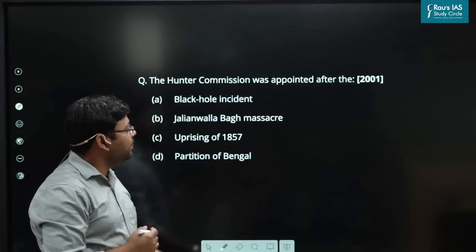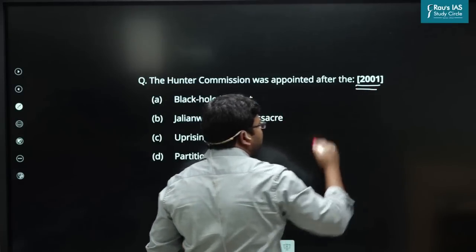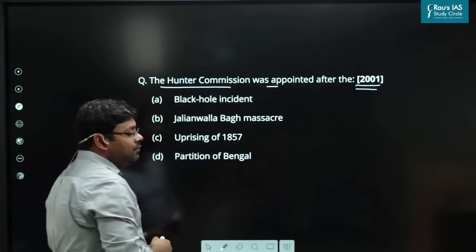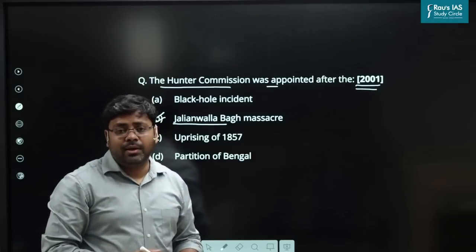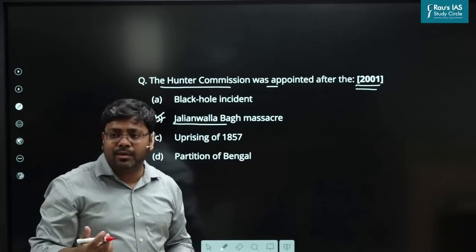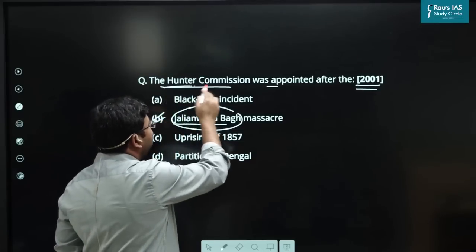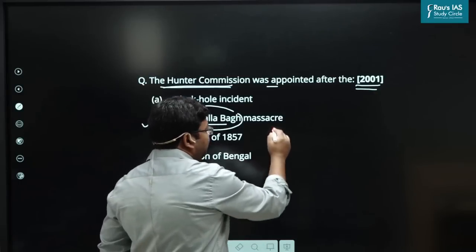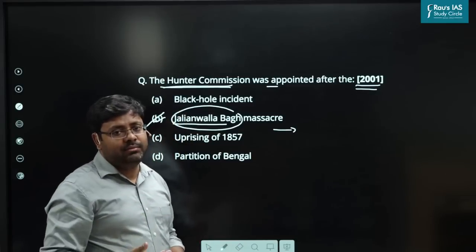Clear? Another question. This is a 2001 UPSC question. A simple question. It says that the Hunter Commission was appointed after. The answer is simple: the Jallianwala Bagh issue. Jallianwala Bagh had created massive resentment in India, and that is why the British appointed the Hunter Commission to look into this issue. It was headed by Hunter, and that is why it was called the Hunter Commission. There were some Indian leaders as well. Indian members were made part of this to give it an Indian-like shape.